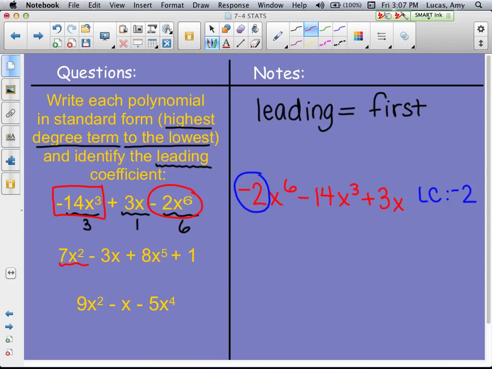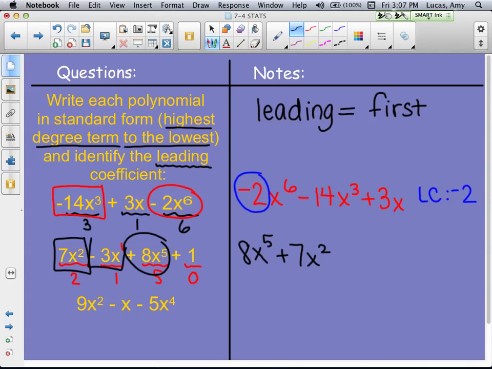Next example, degree 2, degree 1, degree 5, degree 0. So the first one for me to write, the highest is the 5th degree. It's a positive, so I could just write 8x to the 5th. Second highest, another positive, 7x to the 2nd. Third is a negative, negative 3x. And last, plus 1. The leading coefficient, the first coefficient is 8, so my leading coefficient is 8.